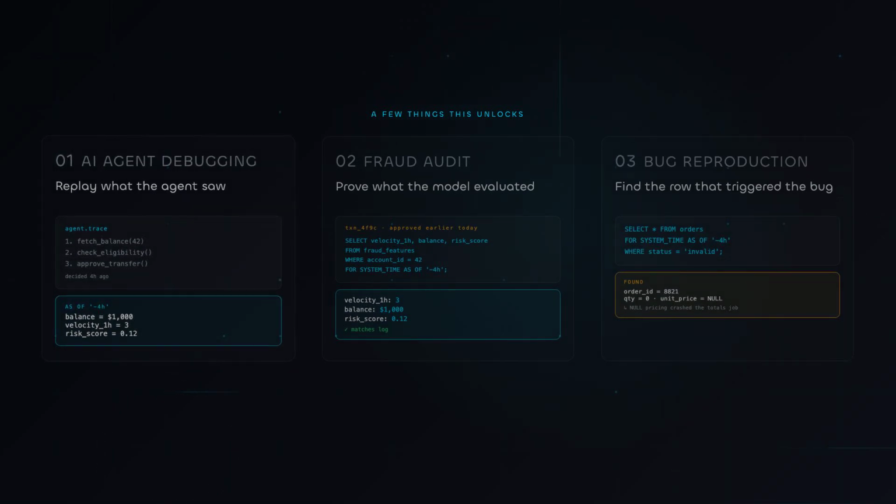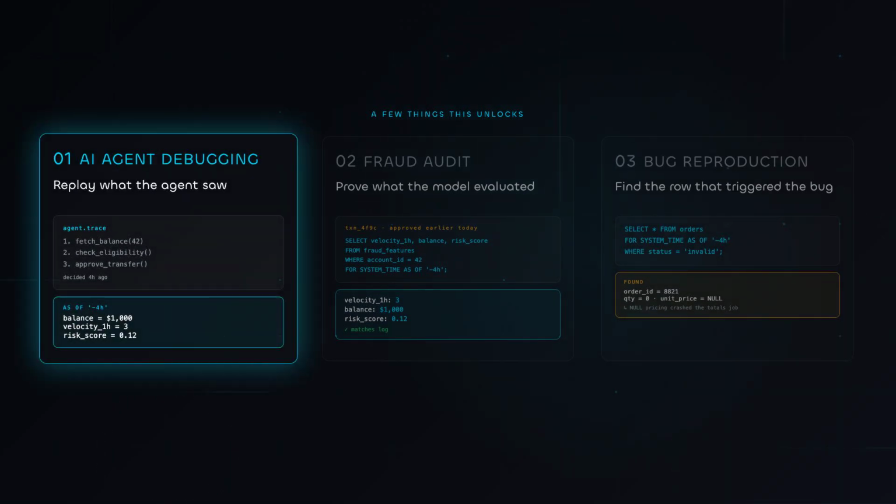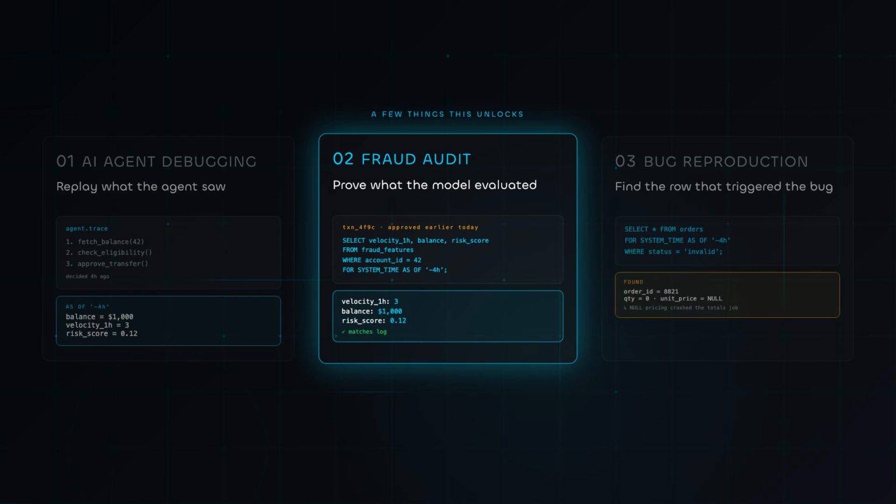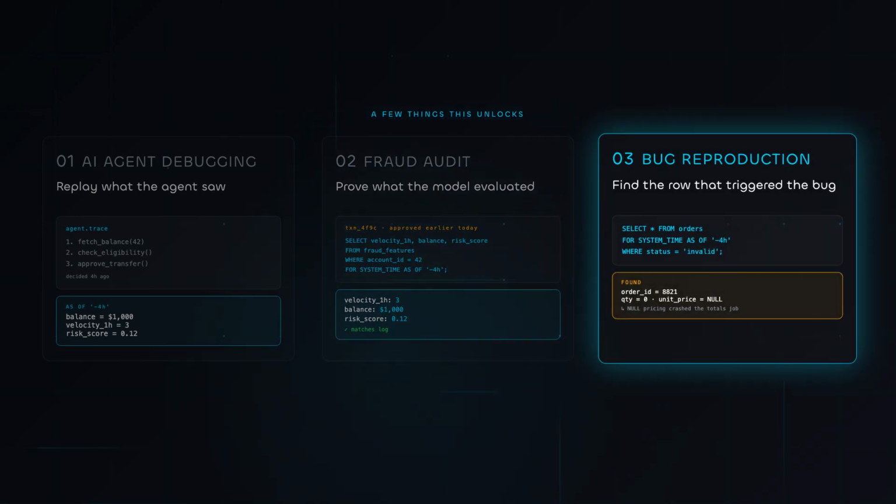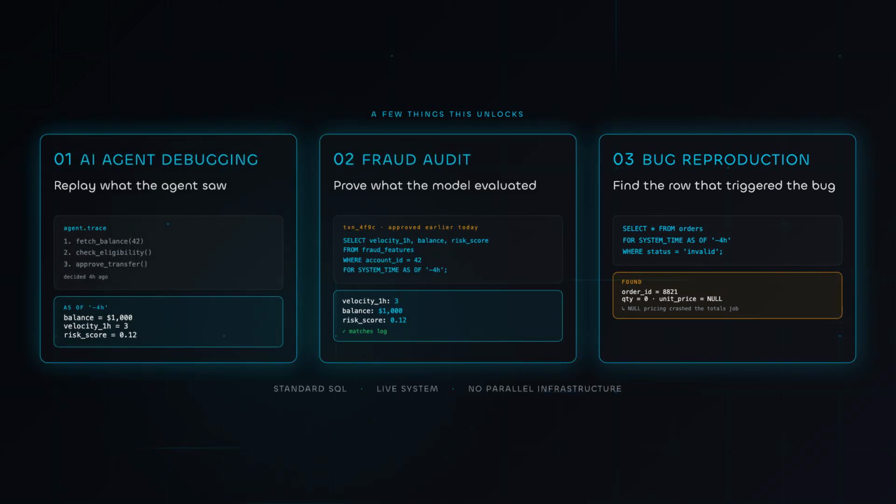So a few things this makes possible. Debugging AI agents. Replay exactly what context an agent saw when it made a decision, even if the underlying data has moved on since. Auditing automated decisions. Prove what state a fraud check or a credit approval evaluated at the moment it ran. Reproducing bugs. Query an earlier state to see what your system was working with when it hit the error. All in standard SQL against a live system. No restore window, no parallel investigation infrastructure.